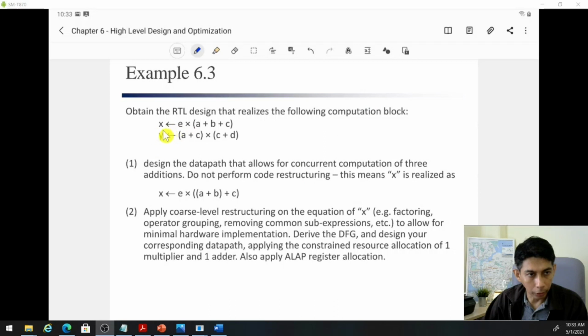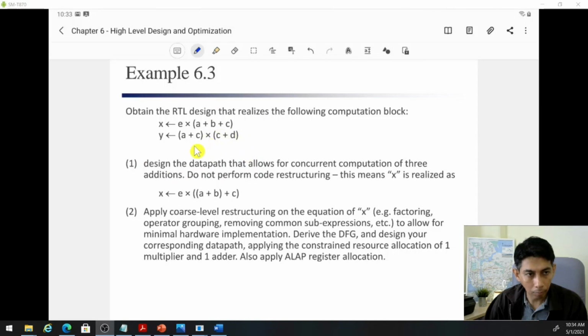So we have these two equations: x is assigned by e multiplied by (a plus b plus c), and y is equal to (a plus c) multiplied by (c plus d). For the first question, design the data path that allows for concurrent computation of 3 additions. Do not perform code restructuring. This means that x is realized as it is, so no need to transform this yet in this question. So we need to design the data path of this.